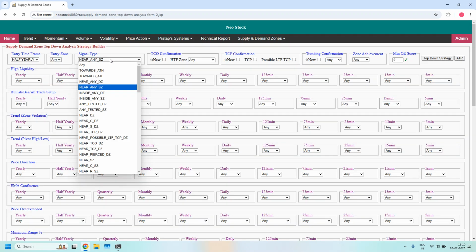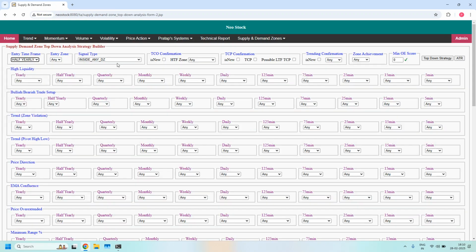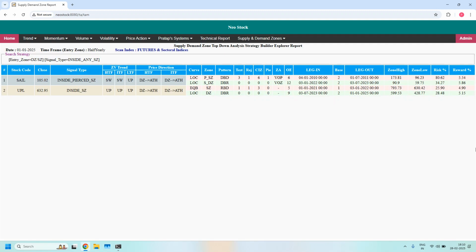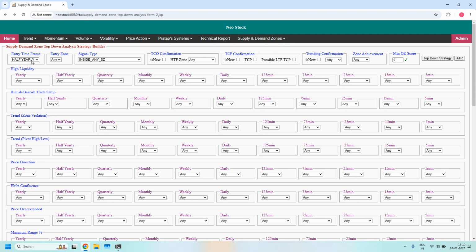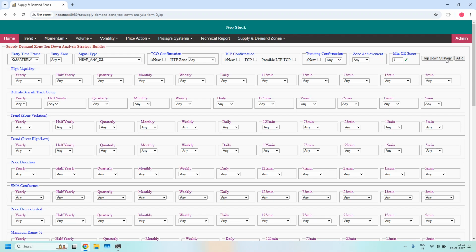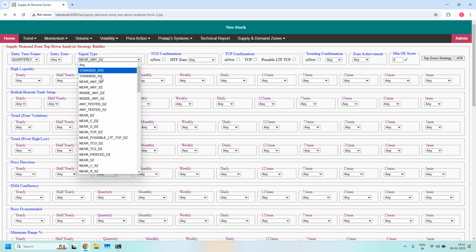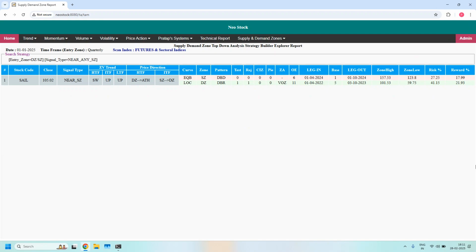For half yearly time frame, price closed inside the half yearly demand zone. We got 10 stocks. Next half yearly time frame, price closed inside the half yearly supply zone. We got 2 stocks. So next time frame is quarterly. Stocks near quarterly demand zone. We got 5 stocks. Next quarterly time frame. Stocks near quarterly supply zone. We got 1 stock.